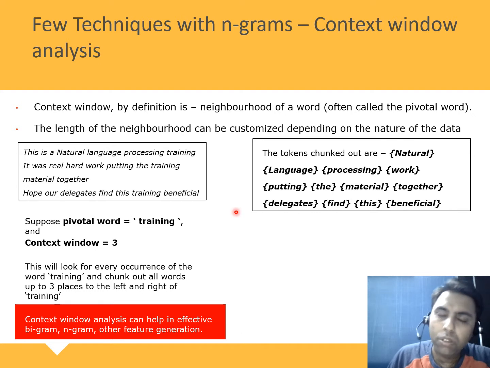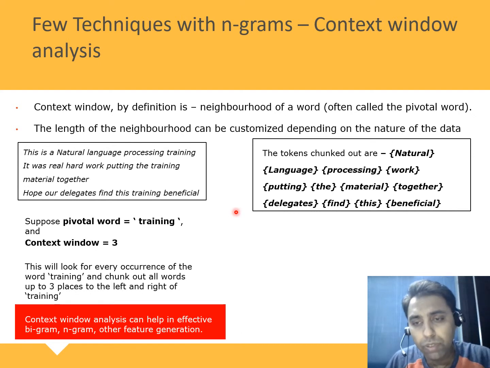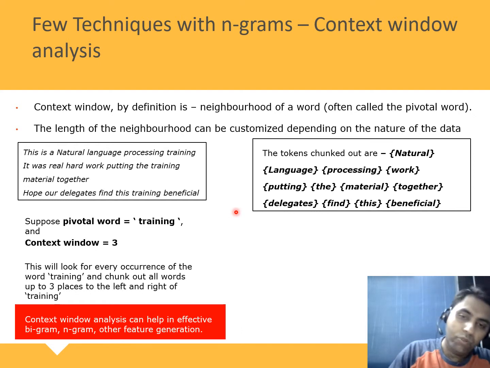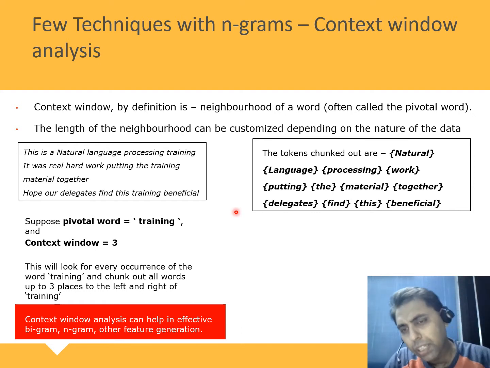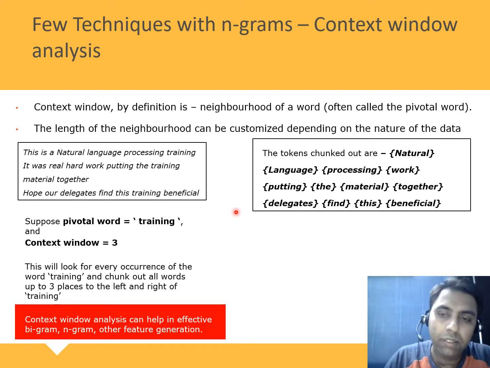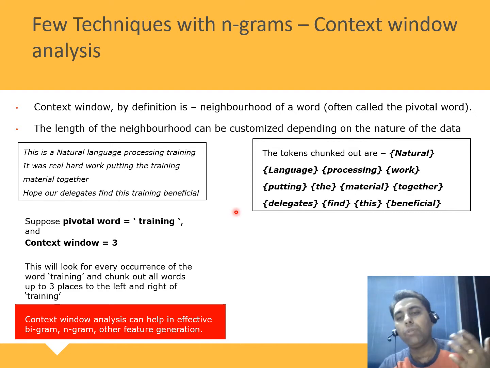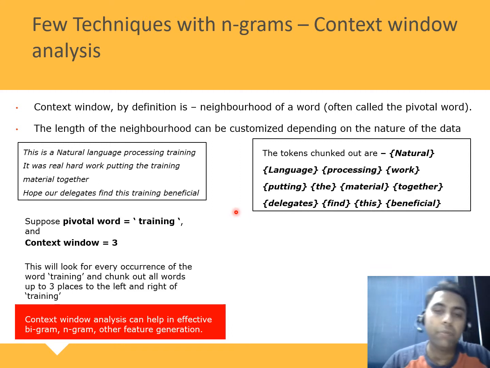More often than not, we deal with symmetric context windows. So the number of words to the left of the pivotal word and to the right of the pivotal word is typically taken as the same, but there is no hard and fast rule that you have to do that. You can have an asymmetric context window as well, where you specify that you want to go 5 words to the left of the pivotal word, but on the right side only 3 words. So that is also possible.